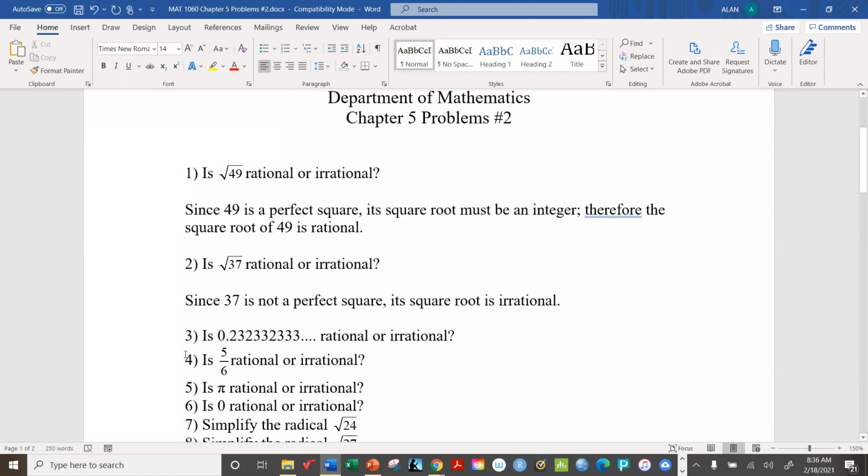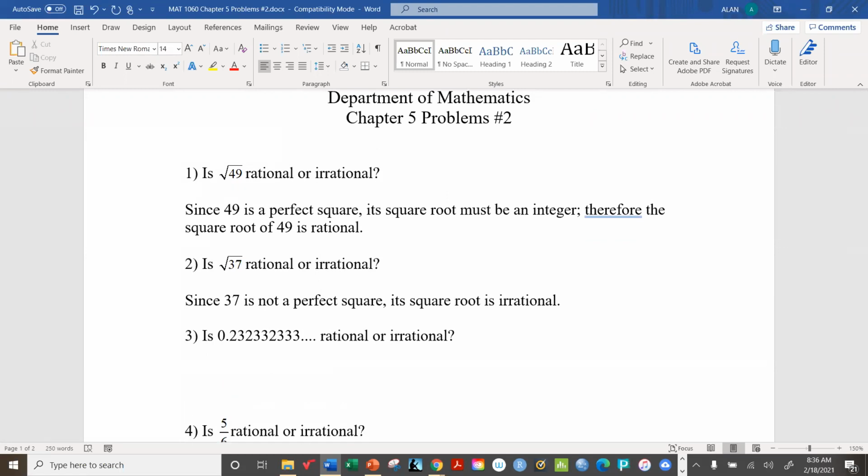Now, this one's a little tricky because if you look at it, you might say at first glance it appears to be a repeating decimal, but it's not, because look what's happening. You've got 0.23, 0.233, 0.23333. So it's not repeating. Repeating would mean, for example, that it's always 0.23, 23, 23. That's not happening here. So therefore, since this is not a repeating or terminating decimal, it is irrational. Okay, so that's all we need to know. Is it repeating? No. Is it terminating? No. Therefore, it must be irrational.